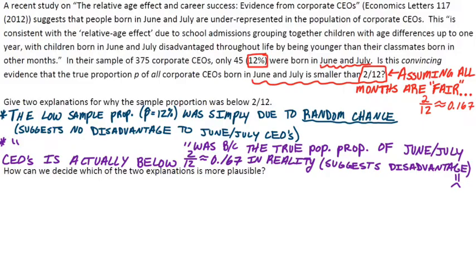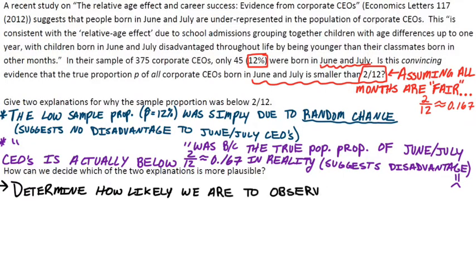So the question is, which side of the argument do we stand on as statisticians? Which one should we choose? Because we keep seeing these same two explanations show up in each case. So how can we decide which of the two explanations is more plausible? And our job as statisticians really is to determine how likely it is that we would get a sample proportion this low. How likely are we to observe a sample proportion this low?